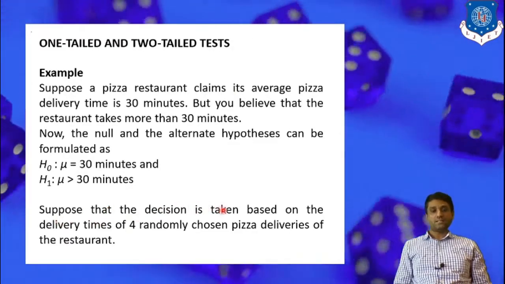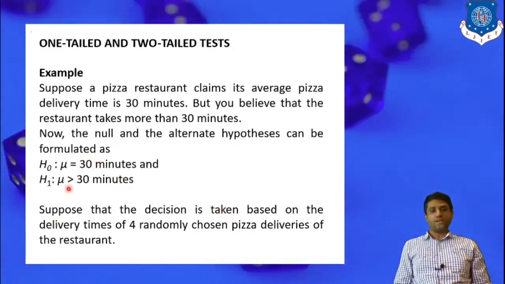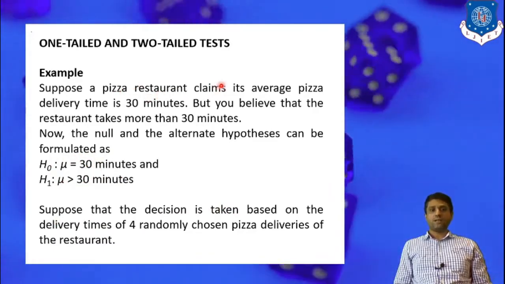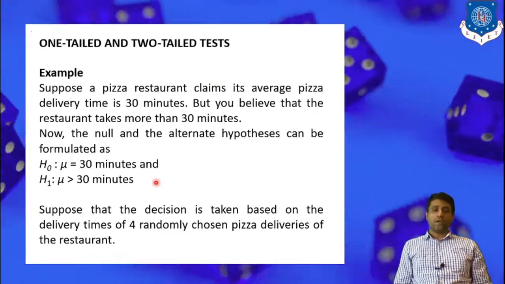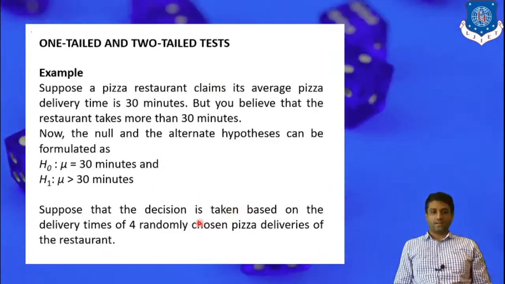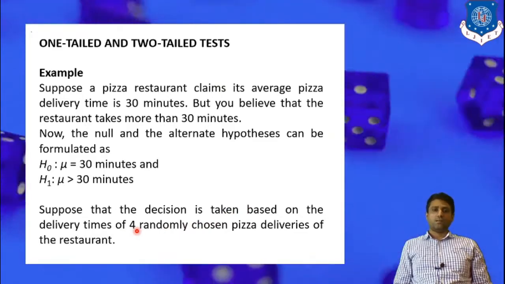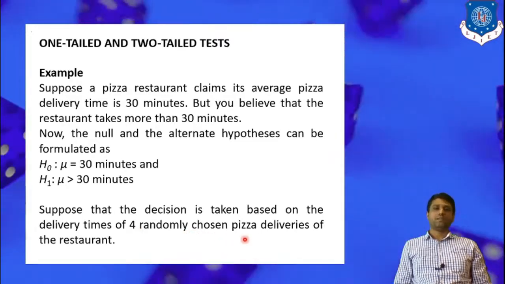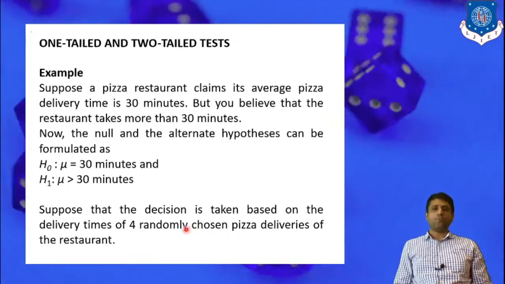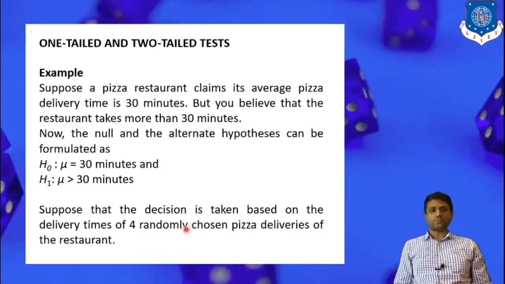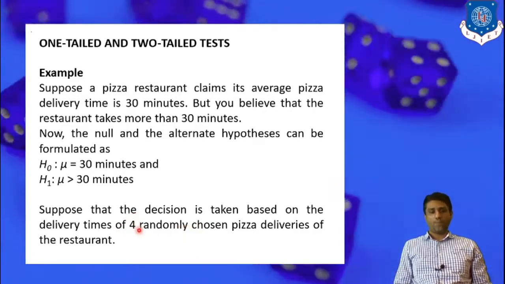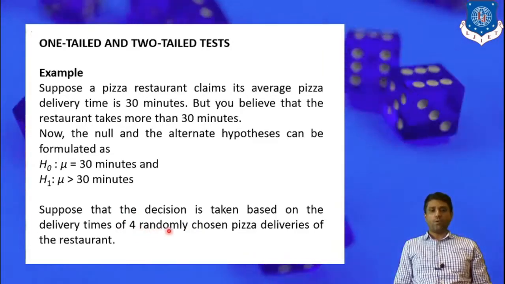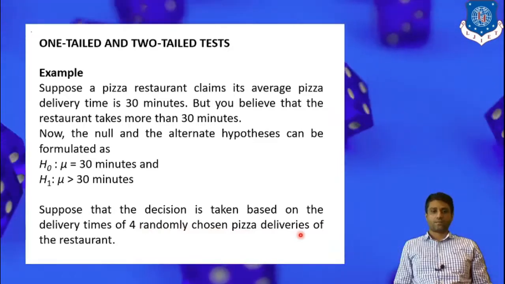Suppose that a decision is to be taken, to check whether the pizza restaurant's claim is right or wrong. We have to consider some statistical data. For the sake of convenience, we consider just 4 random data. Because it's an initial process, we consider very small amounts, so that it can be helpful to understand. So we consider 4 randomly chosen pizza deliveries.